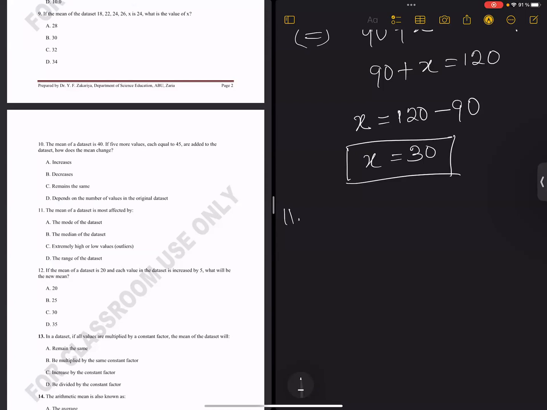Read the question again. The mean of a data set is most affected by the mode, the median, the outliers, or the range? It's the range.